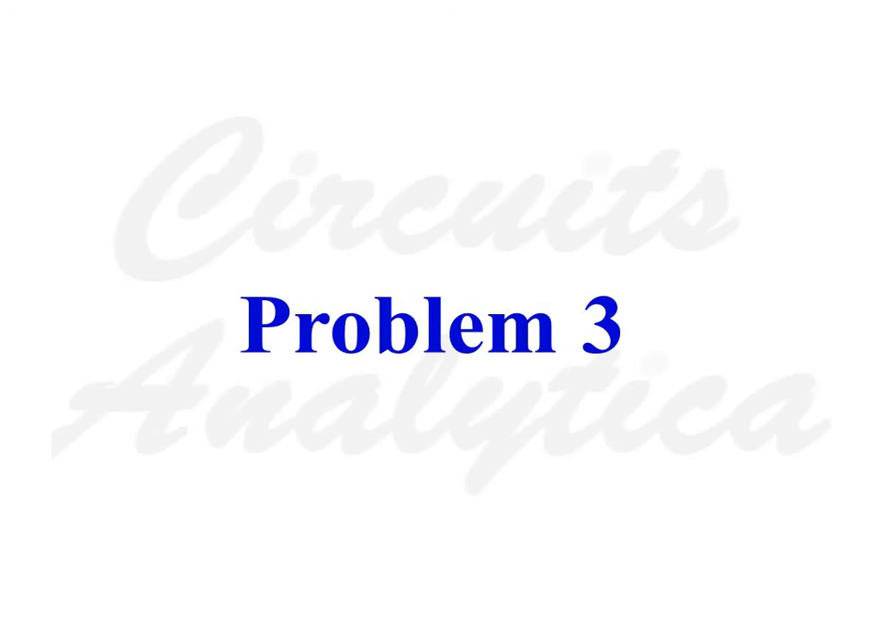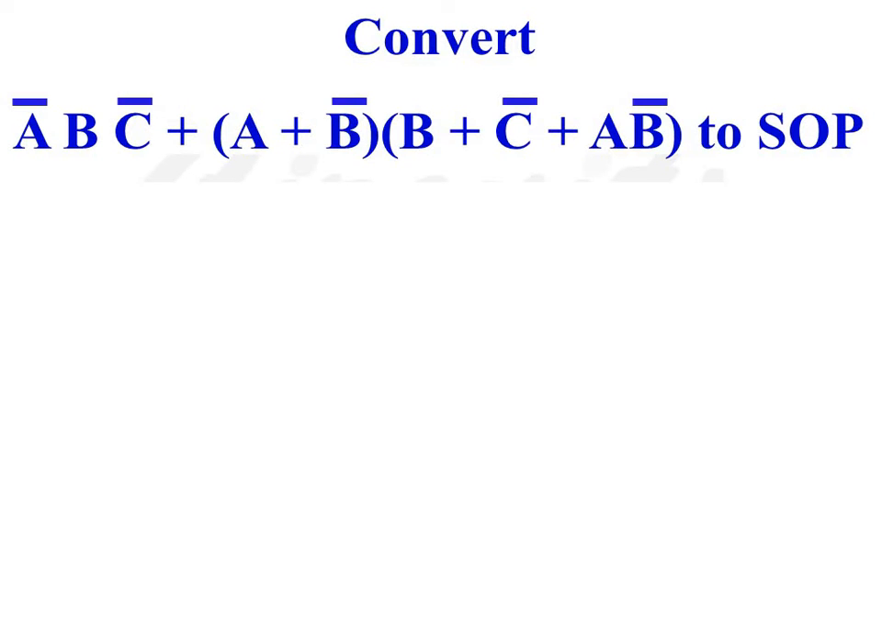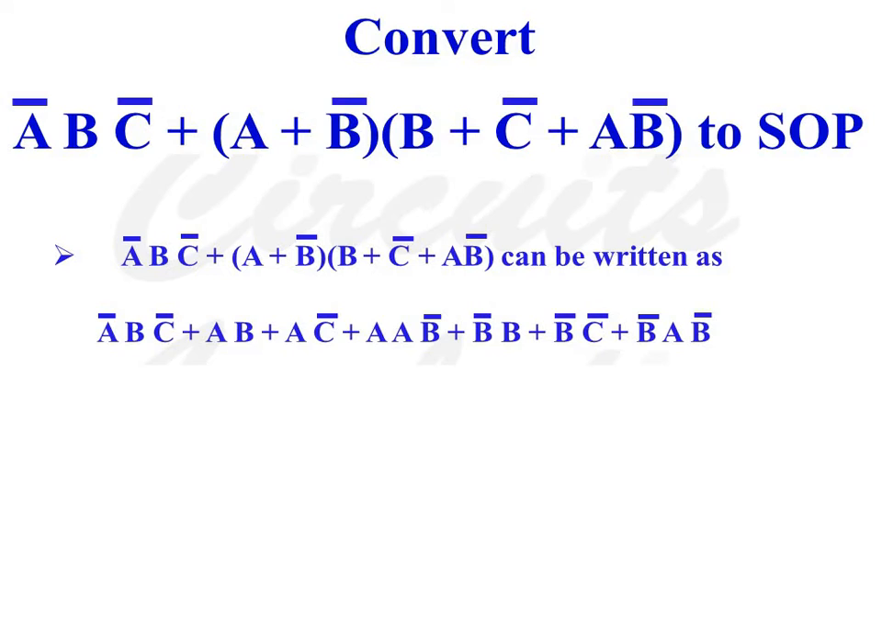Problem number 3. Convert (a bar b c bar or a or b bar) ANDed with (b or c bar or ab bar) to a sum of the product expression. So let us open the brackets. We can rewrite the given equation as a bar b c bar + ab + ac bar + aab bar + b bar b + b bar c bar + b bar ab bar.